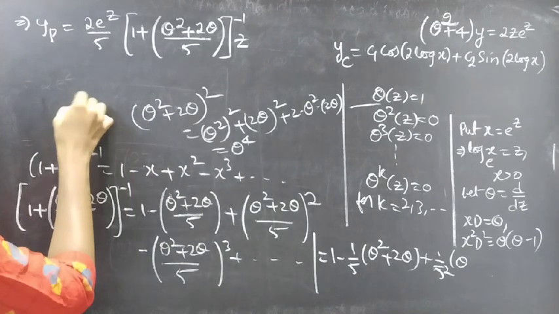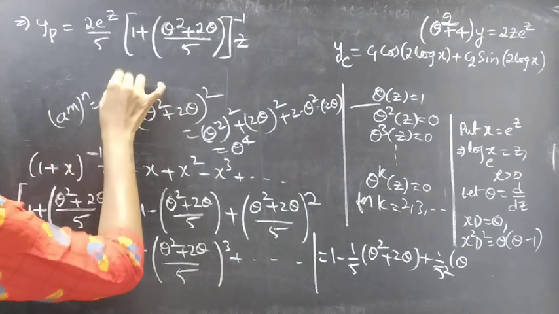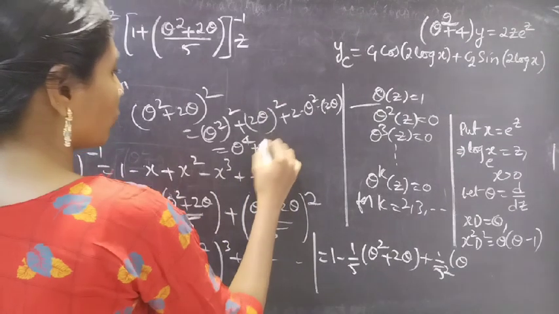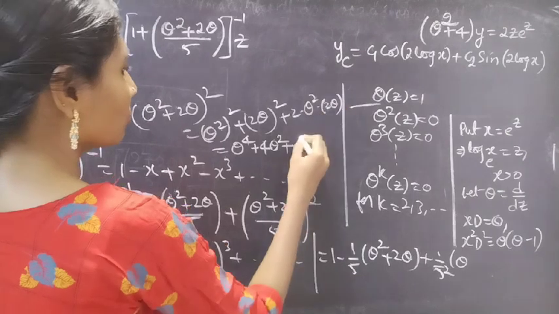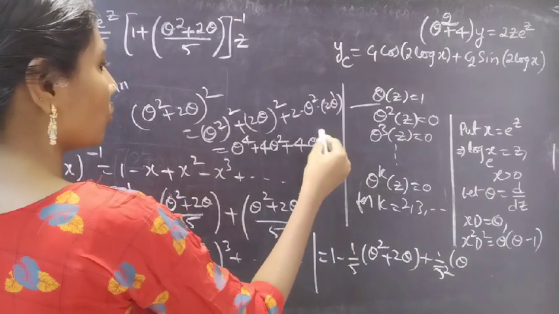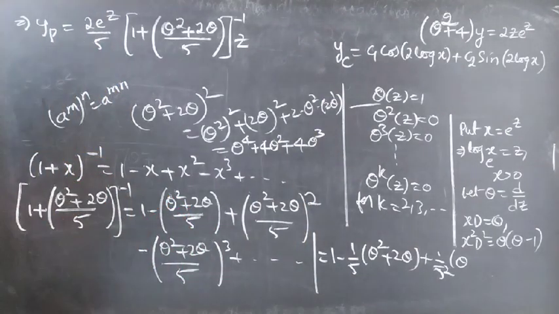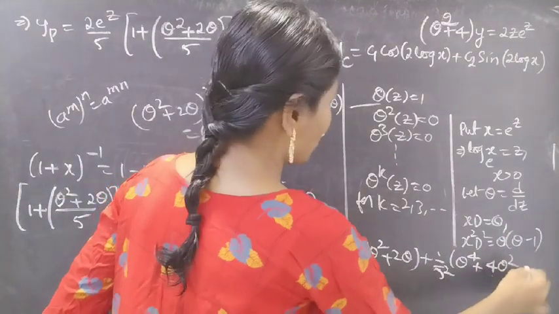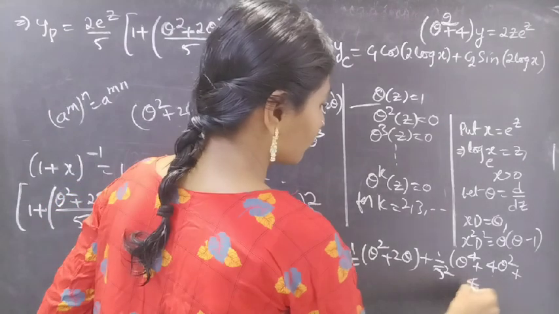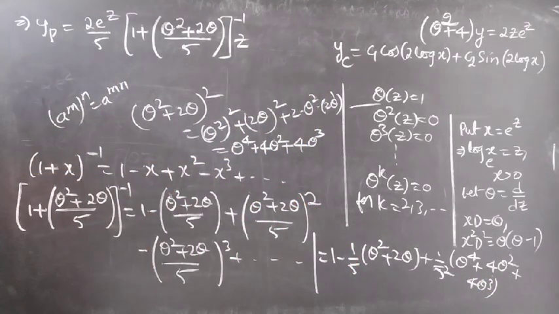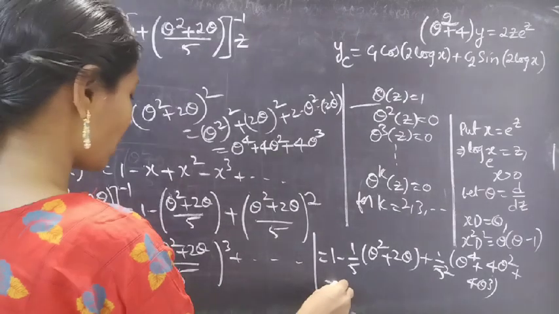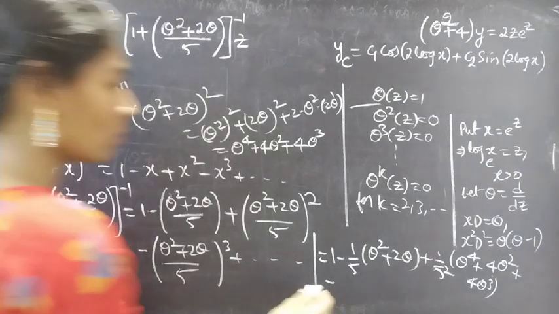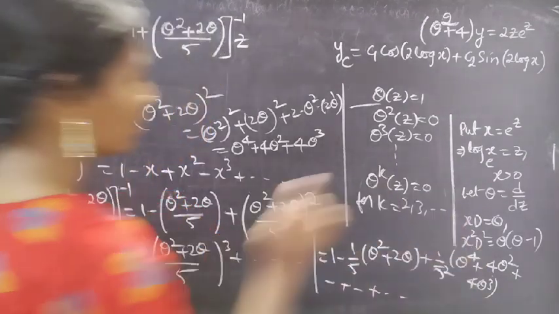Since (a power m) whole power n equals a power m into n, theta square whole square will be theta power 4, plus 2 square is 4 theta square, plus 2 twos are 4 theta square into theta power 1 is theta cube. We'll get theta power 4 plus 4 theta square plus 4 theta cube, right? Minus (theta square plus 2 theta) whole cube by 5 cube, and we'll get minus, plus, and so on for all the terms.